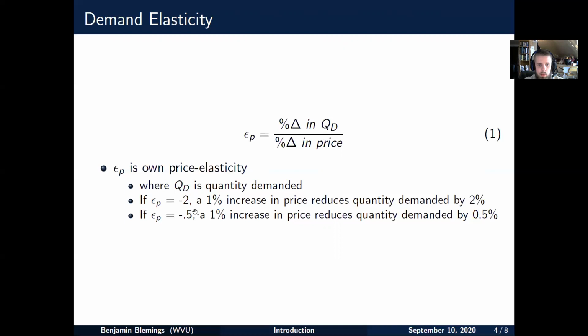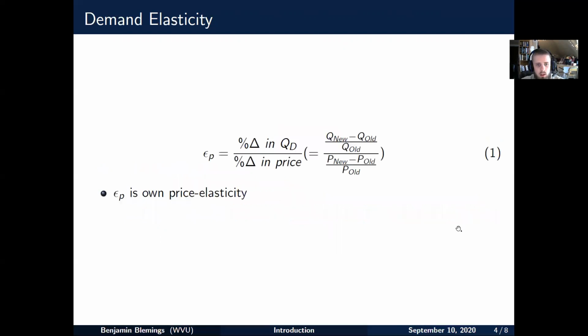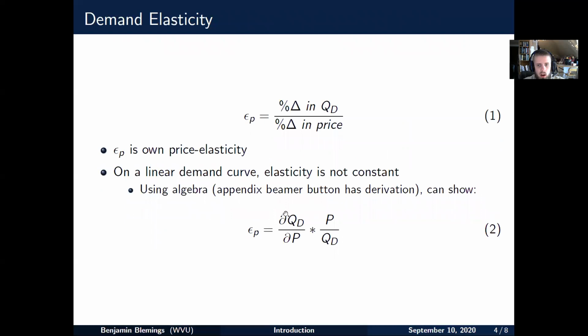Now, if epsilon p is -0.5, a 1% increase in price reduces quantity demanded by 0.5%, then we would say that this good is inelastic. And so we can calculate this with the percent change formulas, and I'm going to simplify those a little bit for you.